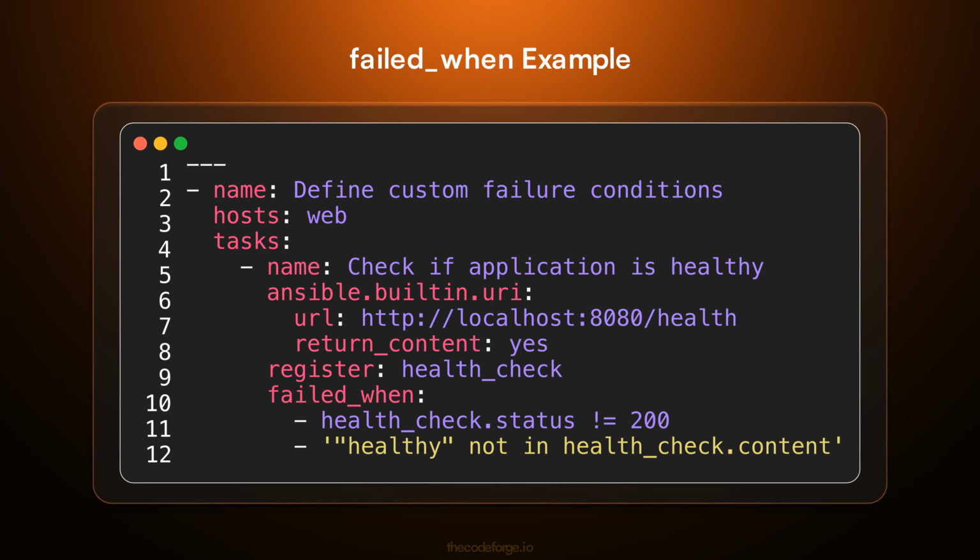Here we check if an application is healthy by making an HTTP request. We define custom failure conditions. The task fails if the status is not 200 or if the response content does not contain "healthy". This gives us precise control over what constitutes a failure.